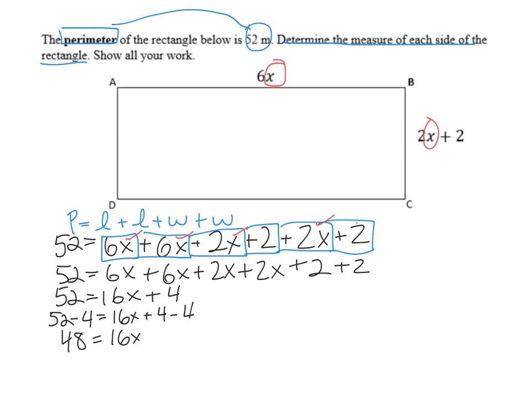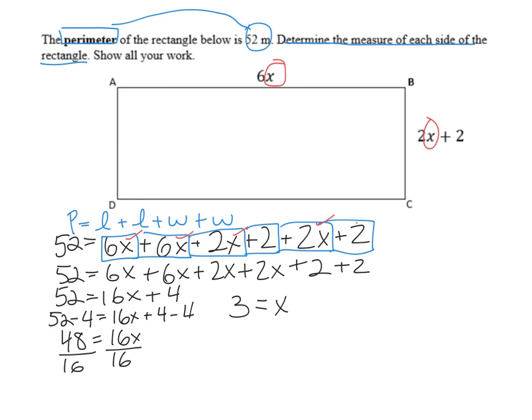And now again, to isolate x, I need to divide both sides by 16. And 48 divided by 16 gives me the answer 3. 16 divided by 16 gives me 1, and I'm left with 1x, so I can just write it out. 3 equals x. So I'm almost there, because if you recall, I underlined the question to remind myself, I need to determine the measure of each side of the rectangle.